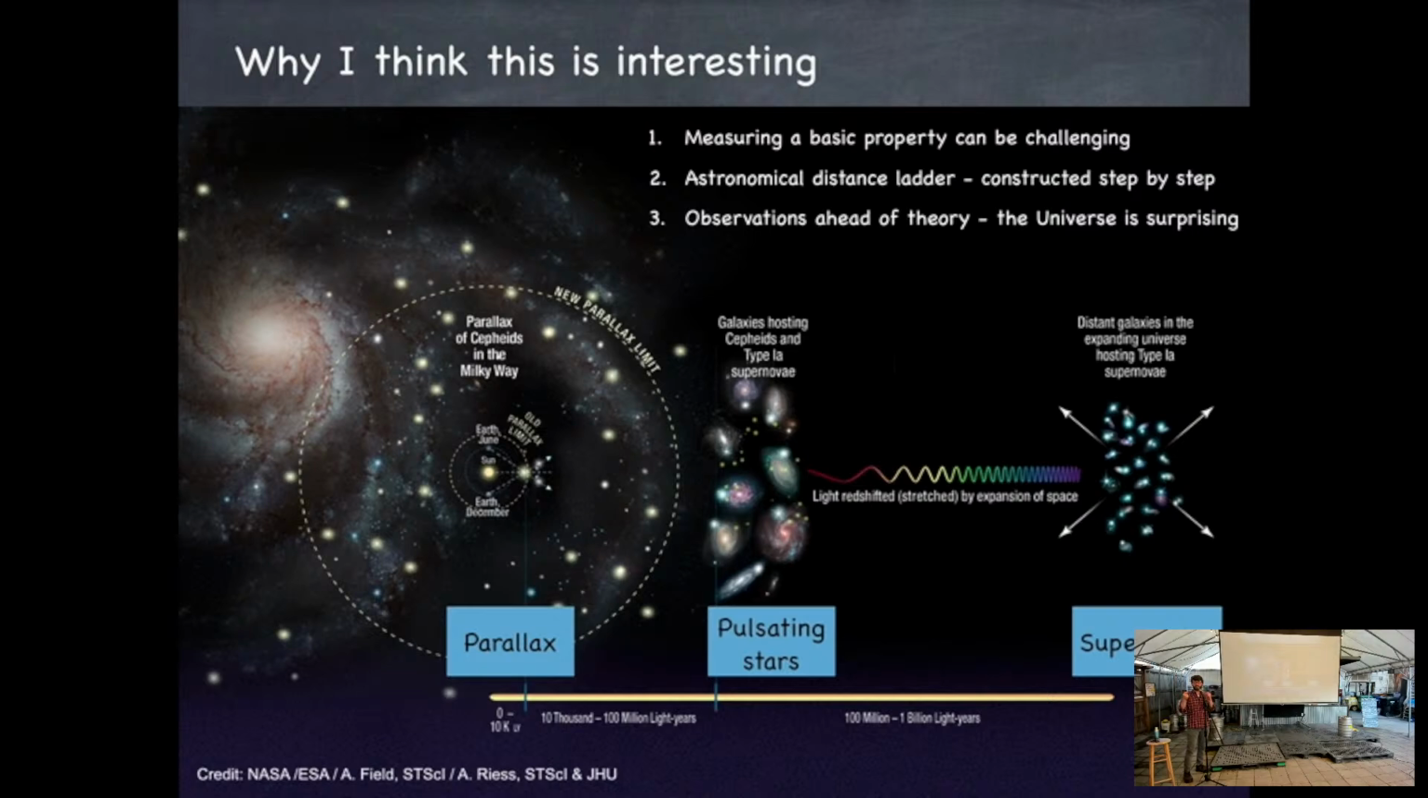The fact that a very basic property can be very challenging to measure is one of the things that attracted me to physics a while ago. The second thing I find really interesting is the astronomical distance ladder: we went from parallaxes in our own galaxy to pulsating stars in nearby galaxies and then supernovae at the other side of the universe. The fact that it's constructed step by step with comparisons between the different methods and calibration is, to me, really interesting.